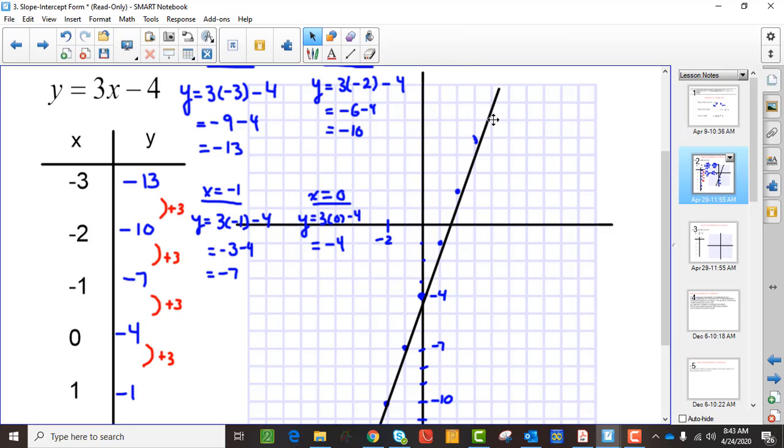And that's my graph. Okay. Now, obviously, I'm cheating a little bit because I have a smartboard that's allowing me to draw a straight line. You need to use a ruler to do that. Okay, but that's the idea of getting a table of values.